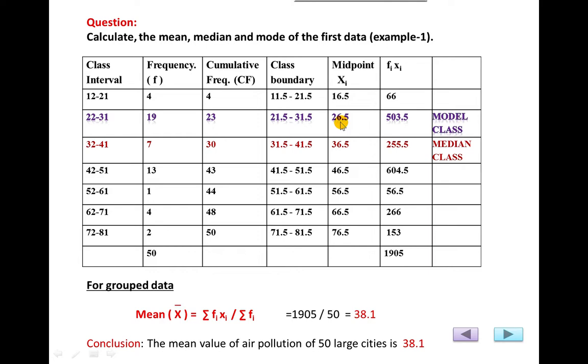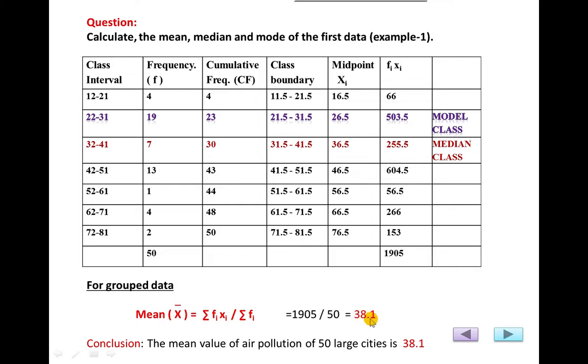19 multiplied by 26.5 will be 503.5. 7 multiplied by 36.5, you will obtain this, and so on for all. And then add all values, you will obtain the sum of frequency times midpoint, because this is the numerator term of the formula of the mean. Substitute this value here, 1905 divided by the total number of observations, you will obtain 38.1.